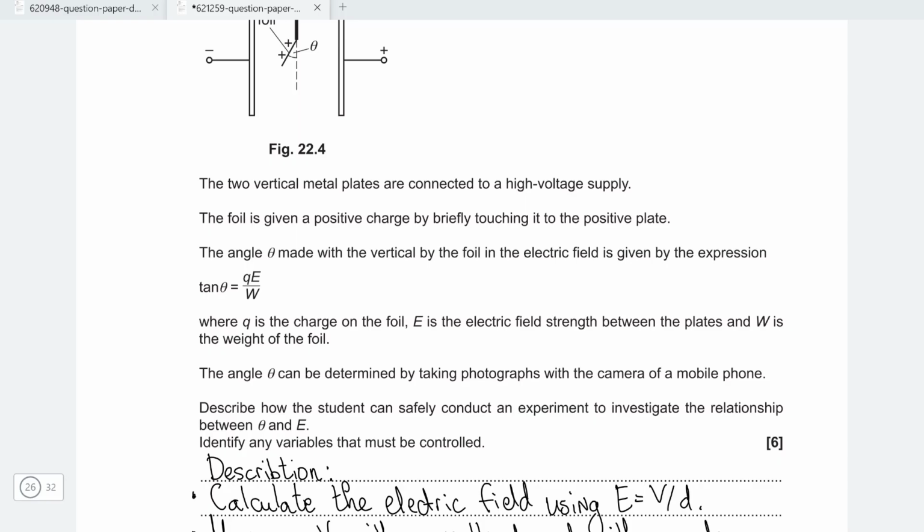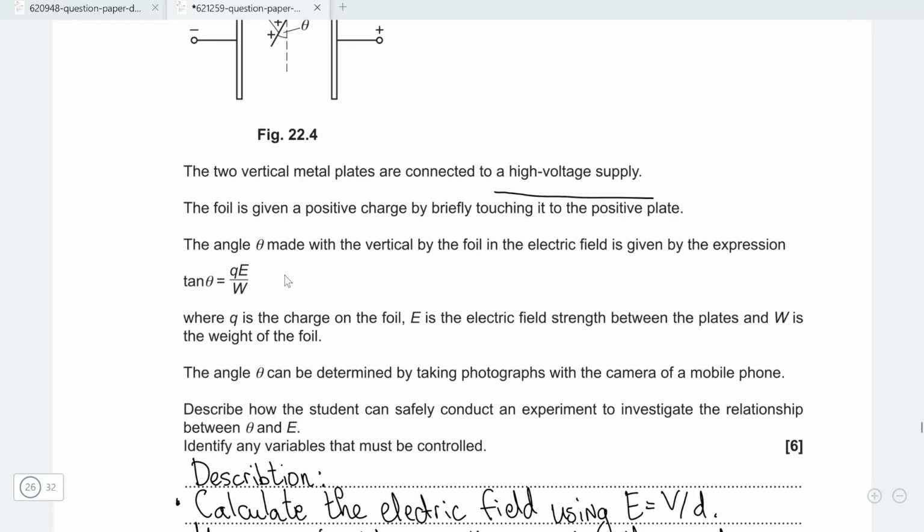So they're connected to a high voltage supply. So if it's a high voltage supply, probably they're going to be asking us to talk about safety. The angle made with the vertical by the foil in the electric field is given by the following expression. When we see this expression, we should instantly be thinking about y equals mx plus c. So chances are they're going to ask us to plot tan of theta over something, probably the electric field. But let's just carry on reading for the question.